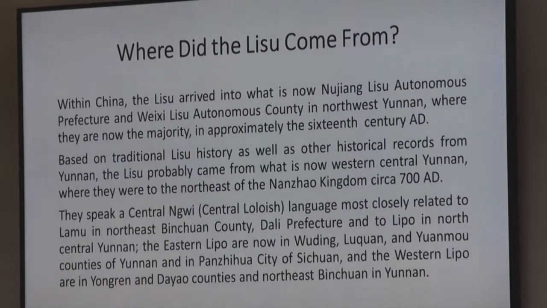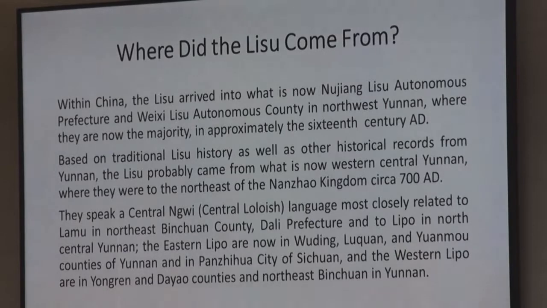Next slide, please. Now, where the Lisu came from appears to me to be not where they are most widely concentrated now. They moved into this area in northwestern Yunnan in about the 16th century AD, about 500 years ago. The traditional history of the Lisu indicates that they came from what is now western central Yunnan to the northeast of the Nanchao Kingdom, about 700 AD.